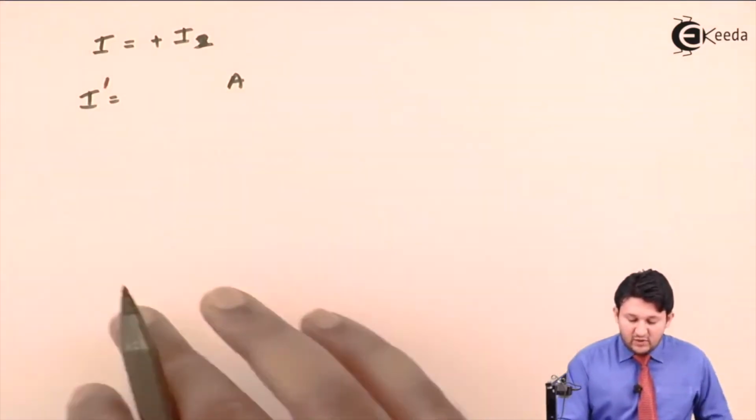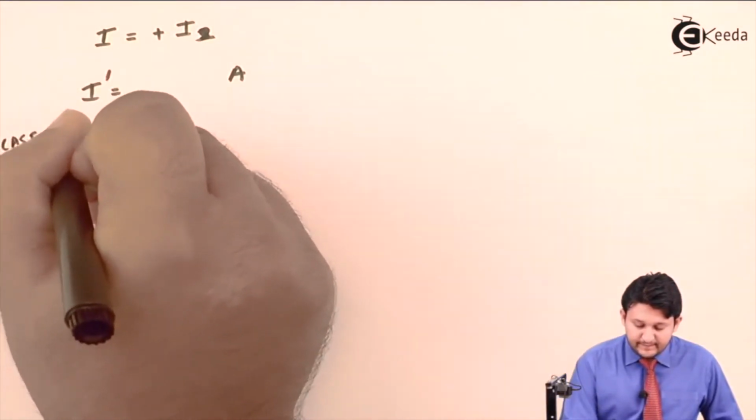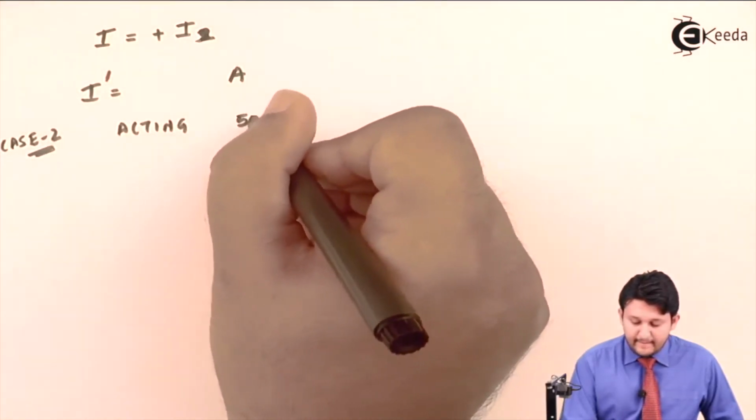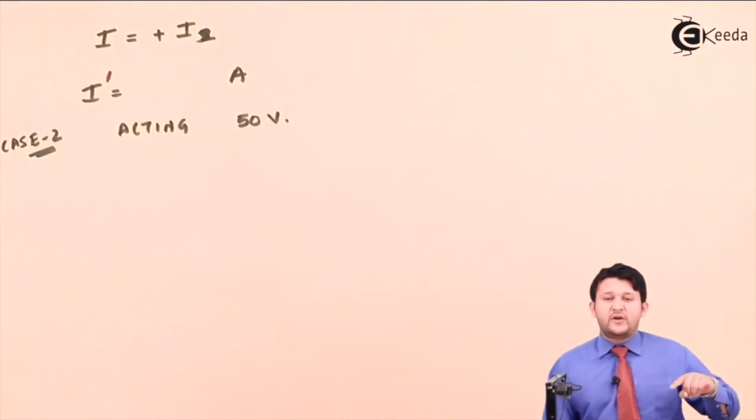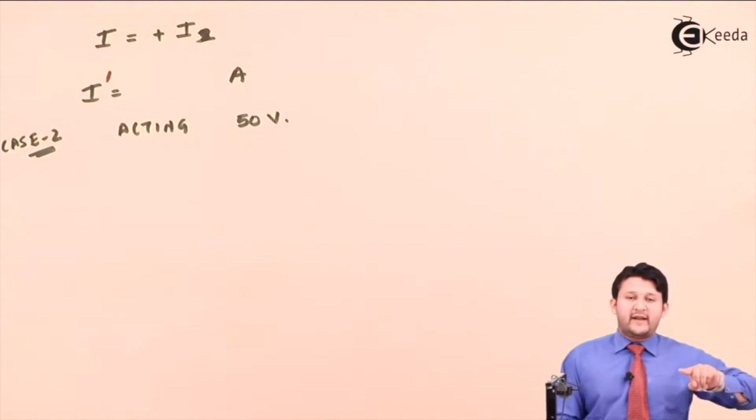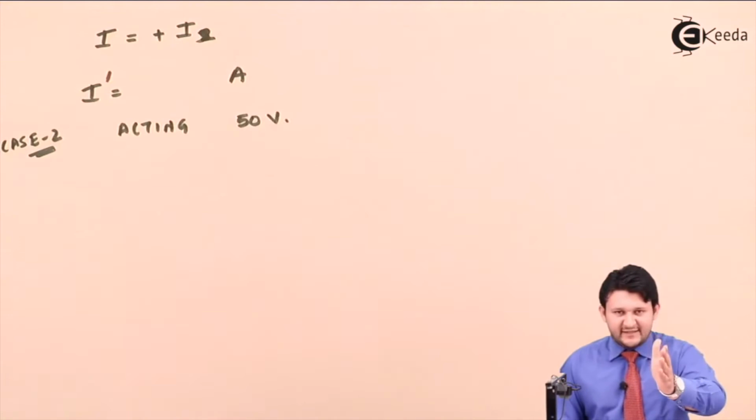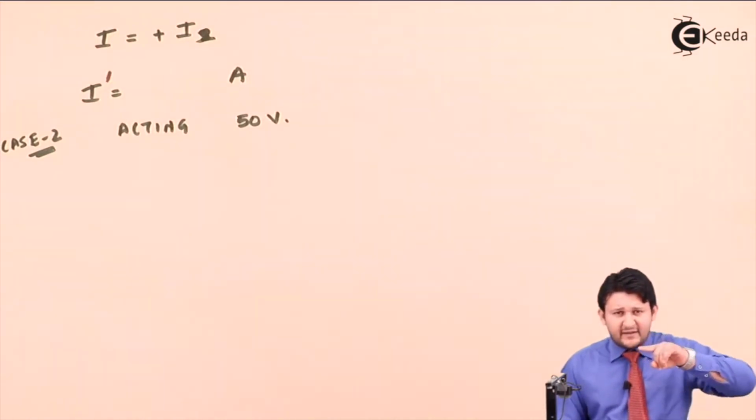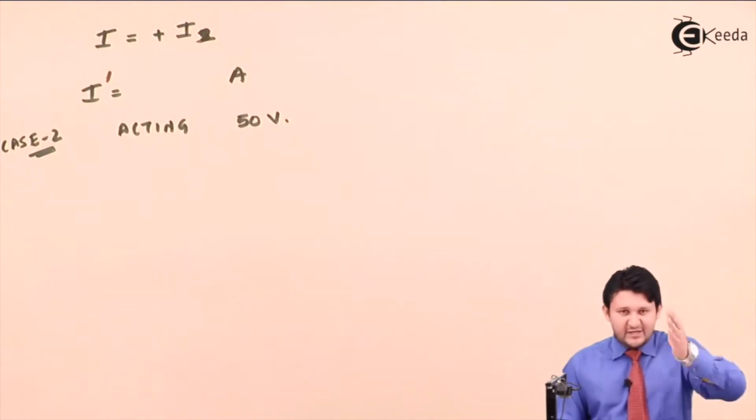Okay. So now you will be going for the second case, where your 50 volt would be acting. So now let's go for the second case, my dear friend. Case 2, acting 50 volts. If your 50 volt is acting, that means now your 70 volt needs to be removed. When I say a voltage has to be removed, that means it needs to be replaced by its internal resistance, which is nothing but 0. When I say the internal resistance value is 0, that means your voltage has to be shorted.